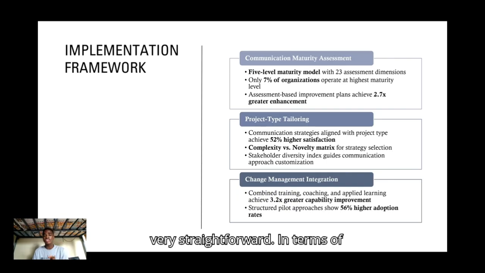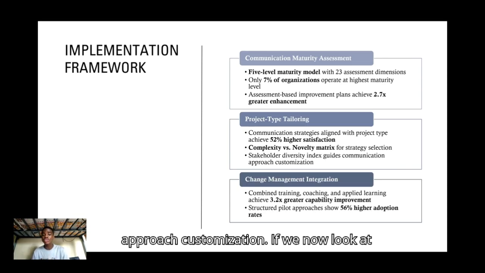Implementation framework was very straightforward. In terms of communication maturity assessment, a 5-level maturity model with 23 assessment dimensions. Only 77% of organizations operate at the highest maturity level. Assessment-based improvement plans achieve 2.7x greater enhancement. Project type tailoring. Communication strategies aligned with project type achieve 52% higher certification, with a complexity versus novelty matrix for strategy selection.